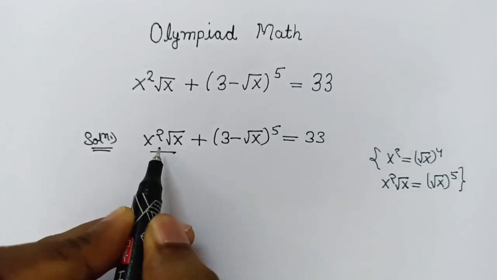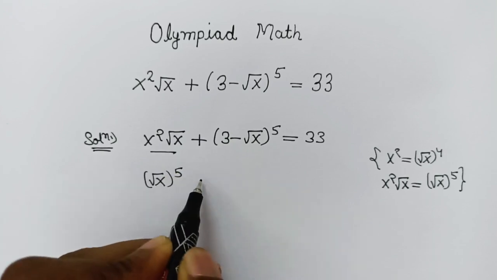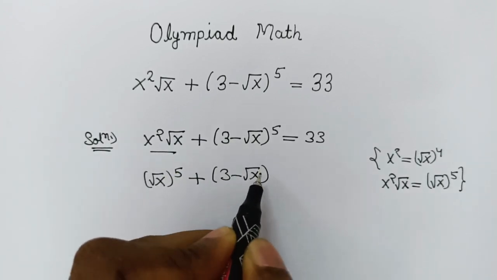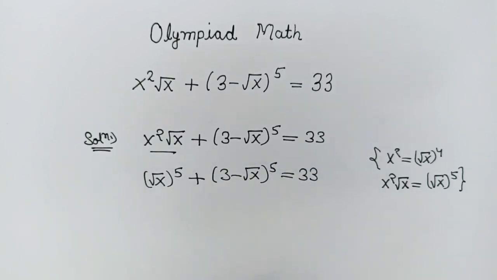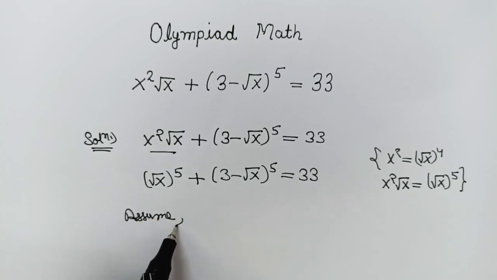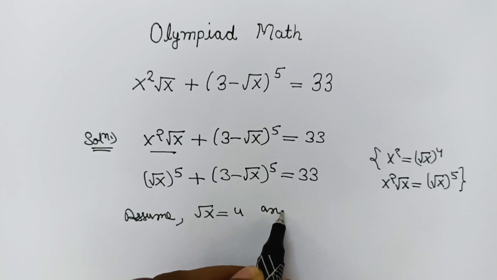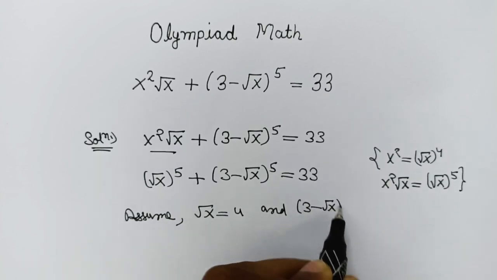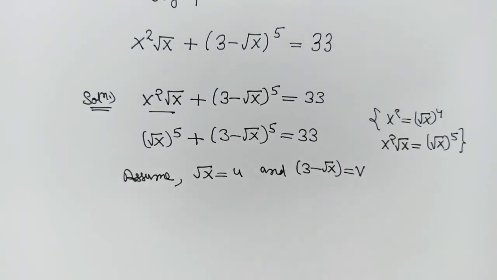So we can replace this term by (√x)^5 + (3 − √x)^5 = 33. Now assume √x is equal to u and 3 − √x is equal to v. So we get some relations.